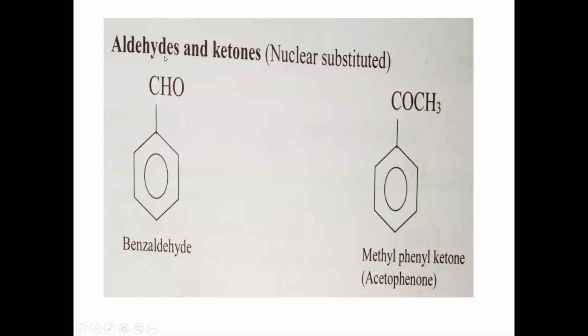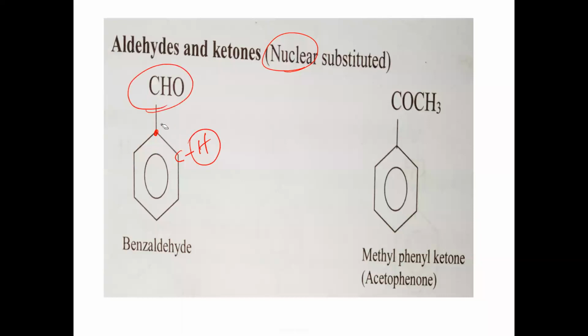Next, aldehydes and ketones. On the nucleus of benzene, they are called nuclear substituted, meaning on the nucleus of benzene. Generally, C-H will be there on the nucleus. In place of H, what is there now?